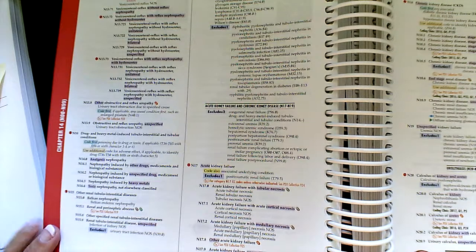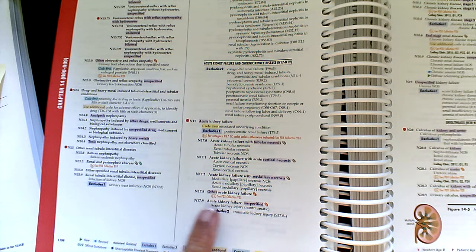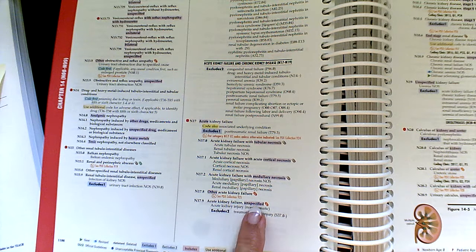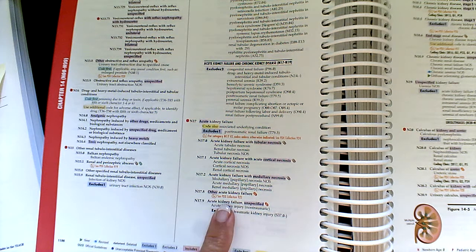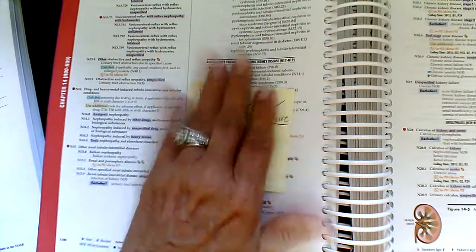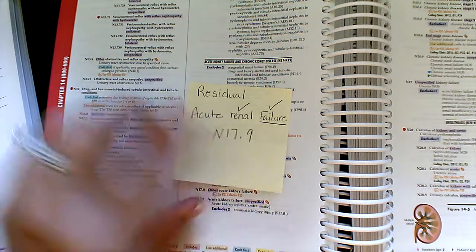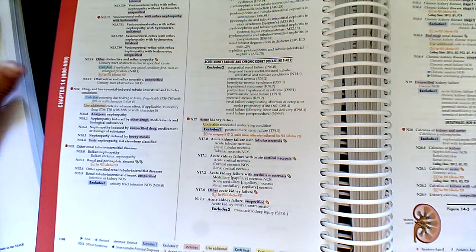N17.9 is found here, and it says acute kidney failure unspecified. Well, we know from medical terminology that kidney and renal are the same thing. So that would say acute renal failure. So we found our residual condition for this diagnostic statement, which is N17.9.